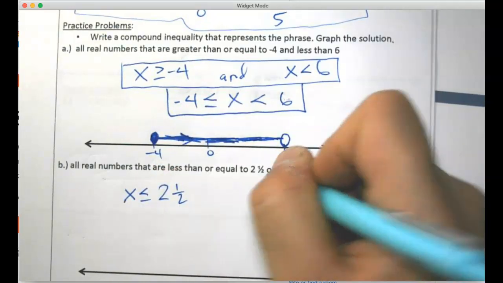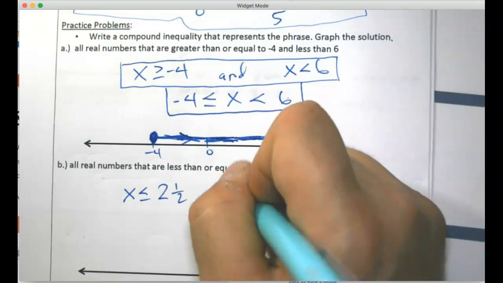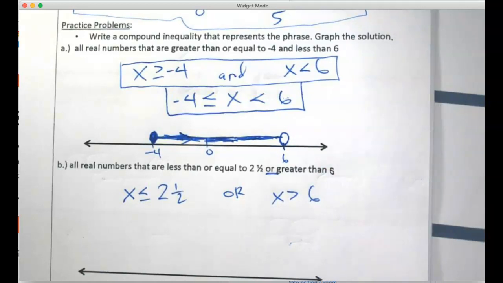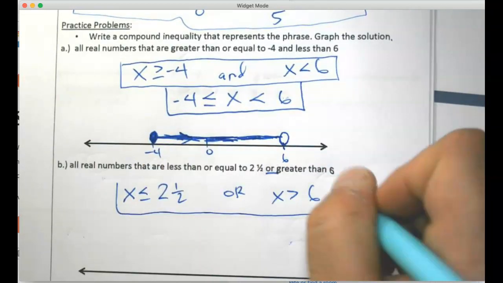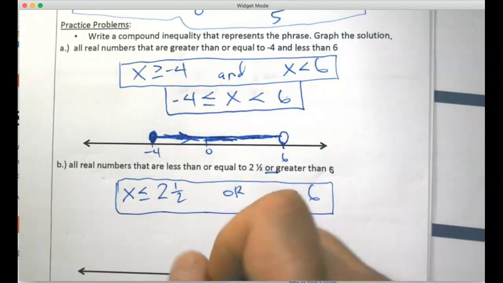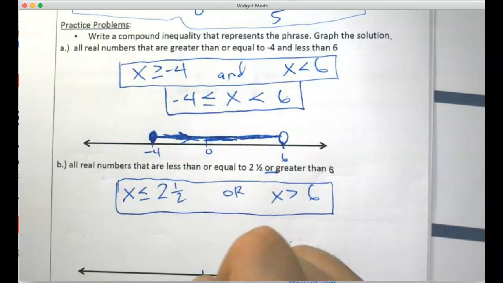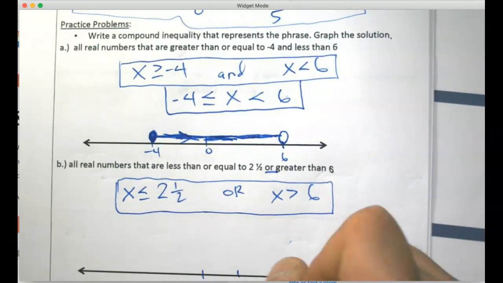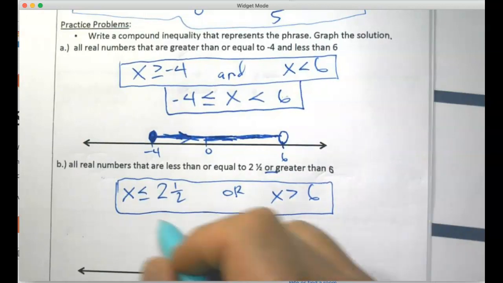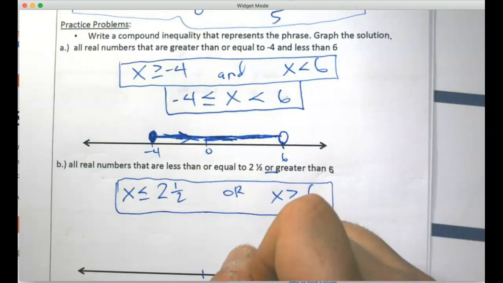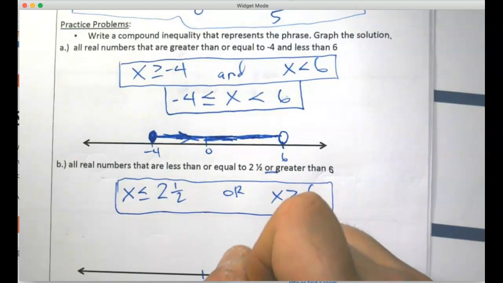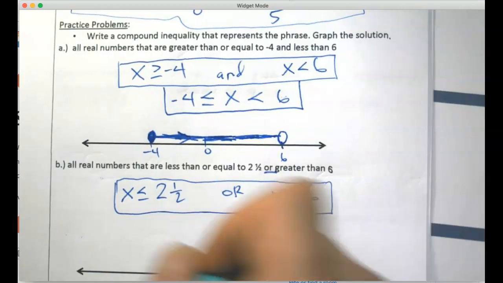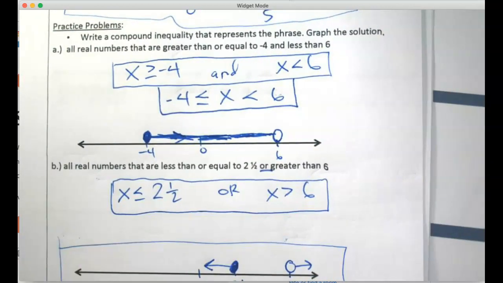Or, right, here's that word or, the one that I'm looking for at least. Or X can also be greater than 6. So remember, if it has the word or, it doesn't make as much sense to make a large compound inequality out of it. Looks like both my numbers are positive here, guys. 2.5 and 6. X is less than or equal to 2.5, so shaded circle pointing left here. And X is greater than 6, open circle pointing right. Done deal on that one.